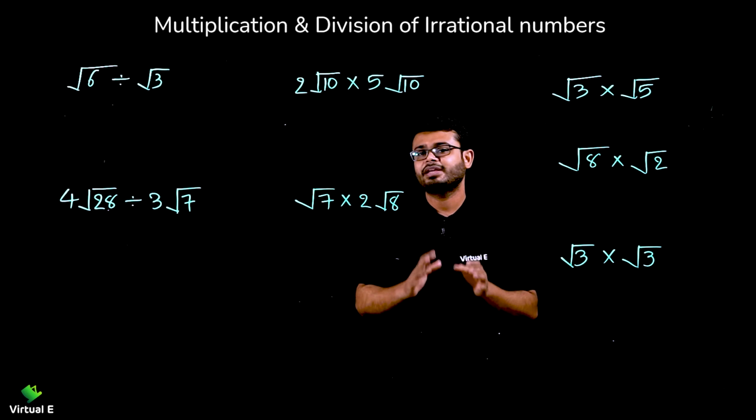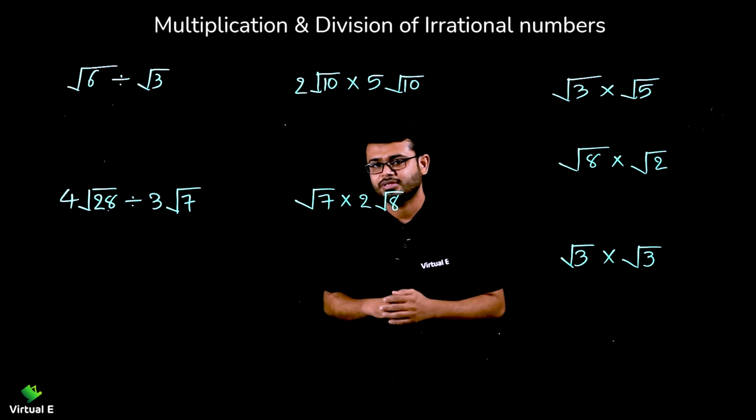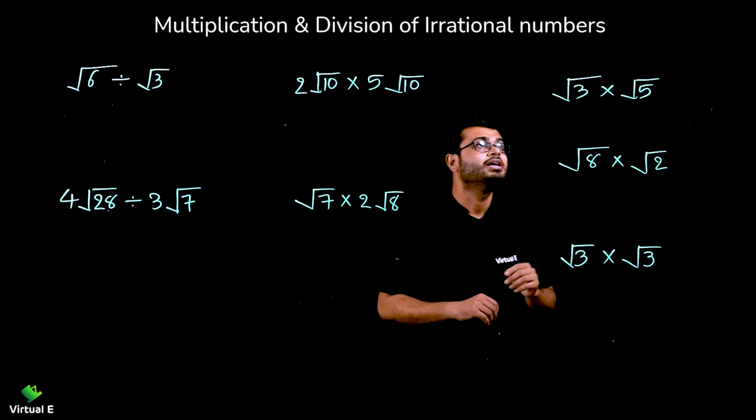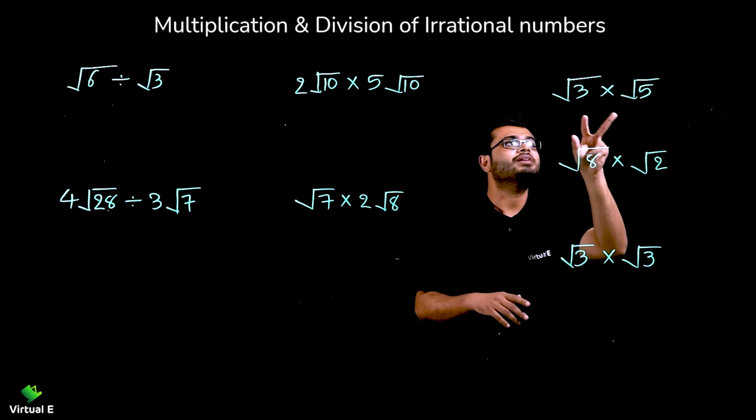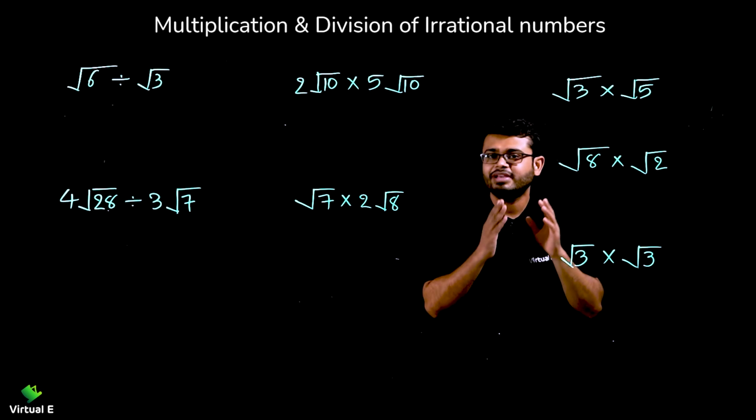Let's discuss multiplication and division for irrational numbers. Let's start with the very first question. We have square root of 3 multiplied by square root of 5. Both of the numbers are under the square root, so obviously we can multiply and it should be under the square root only.